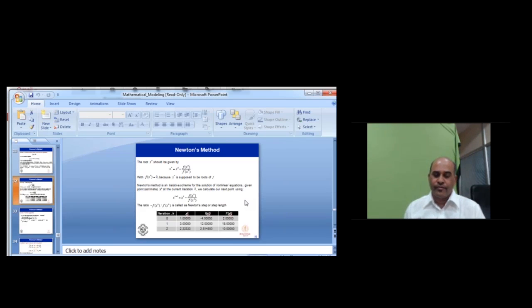So this is Newton's method applied to a set of nonlinear equations, and this is the Jacobian, and in general the equation is represented like this. And this is the Newton's method algorithm for a system of nonlinear equations.